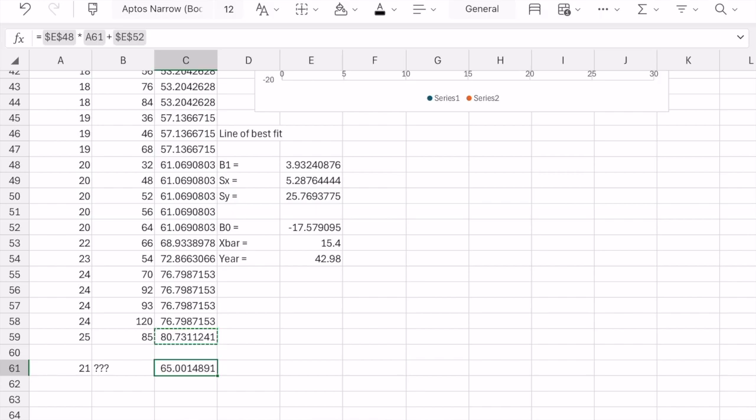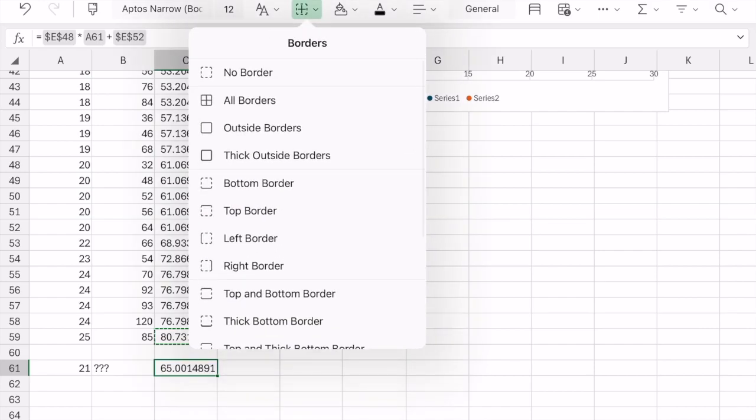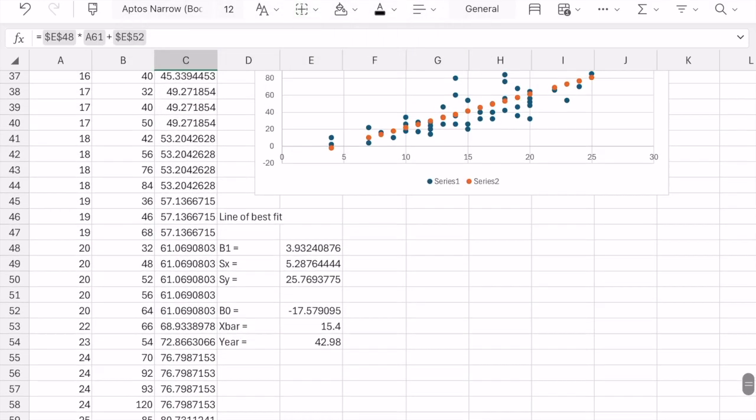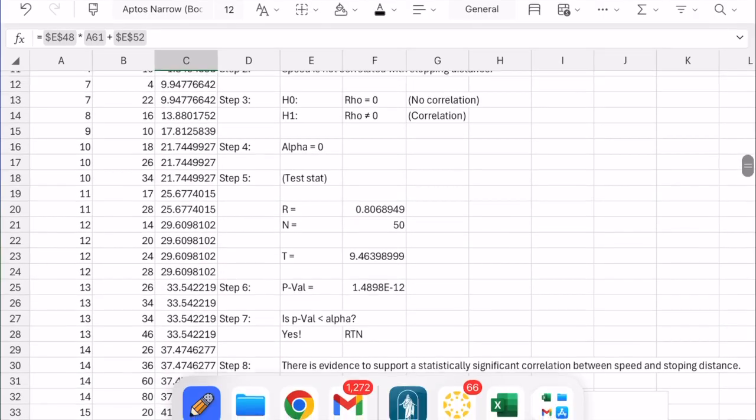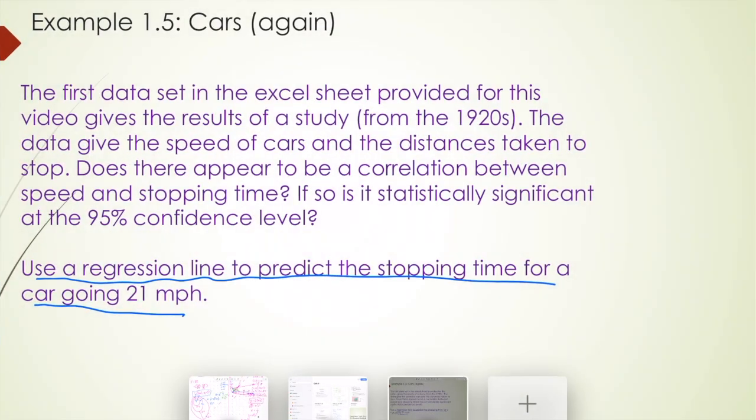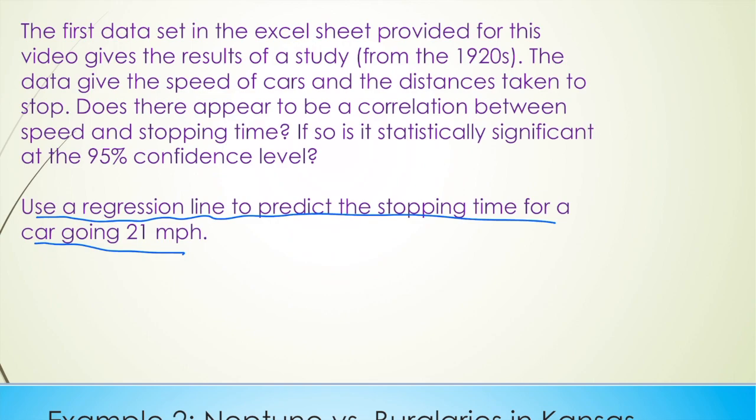And that's not such a bad estimate. Look at these 2 points here. When it was 20, the actual stopping distance was 64. When it was 22, the actual stopping distance was 66. So it is in between those. So I think that actually seems to me like a really great estimate. And so that's my estimate there. Okay, let's go back now to this and let's answer these questions.